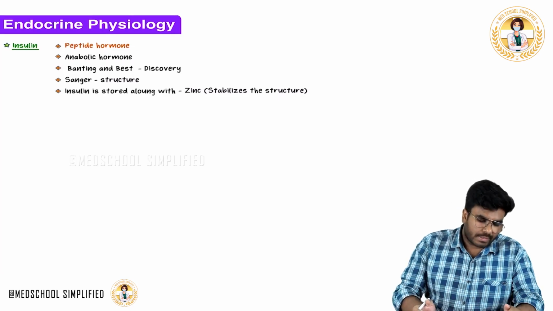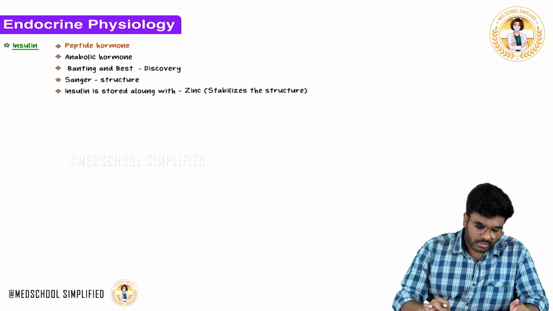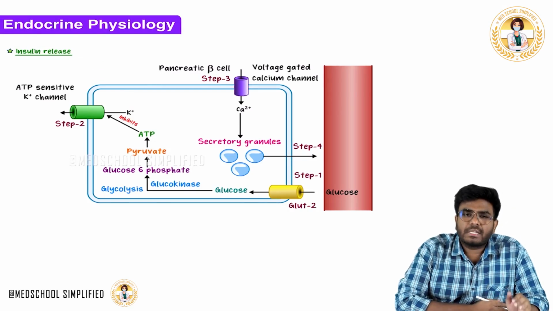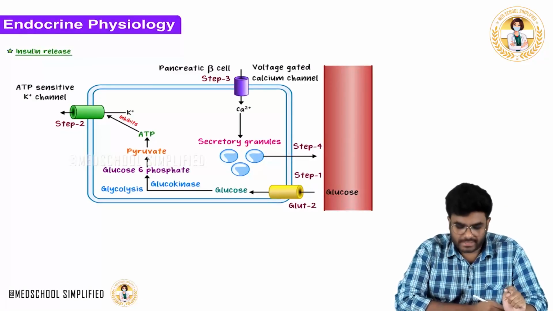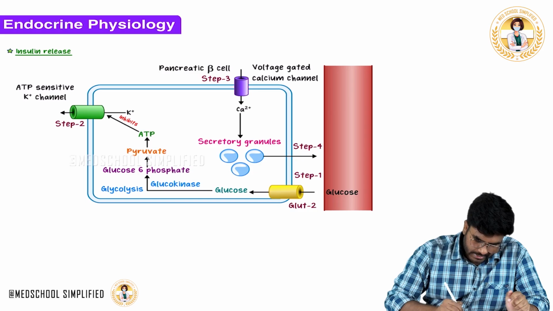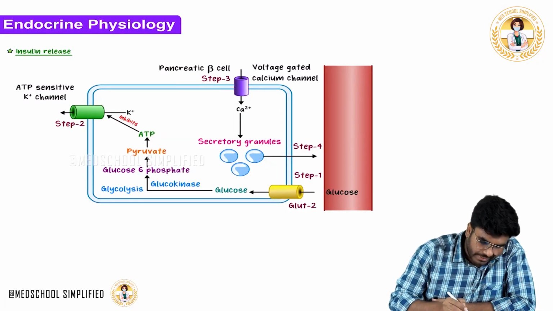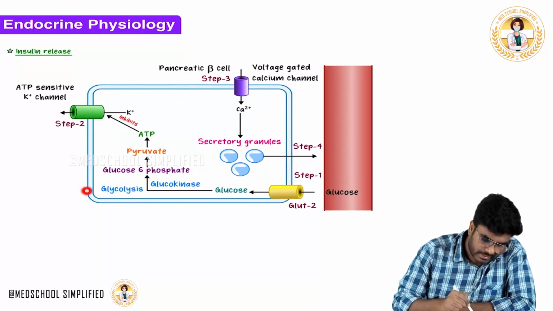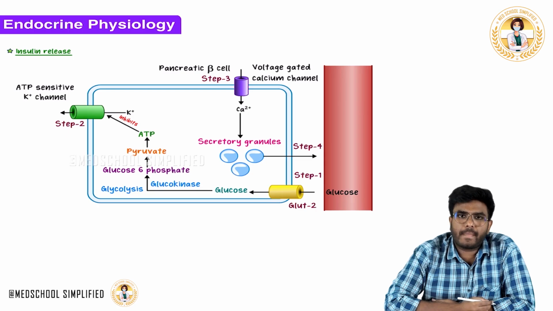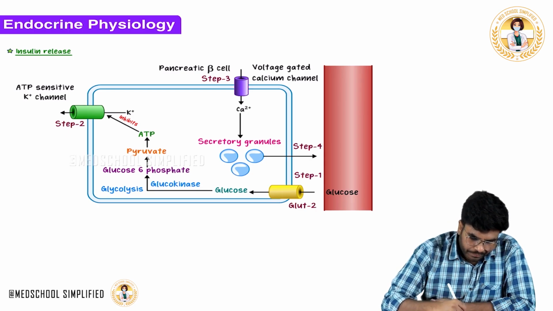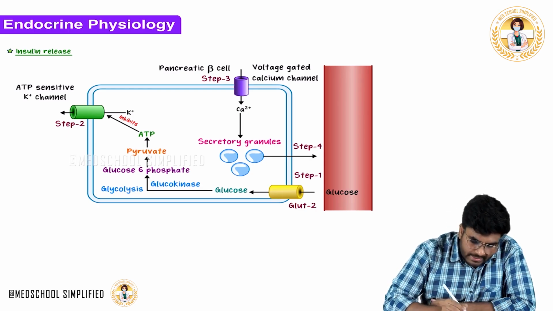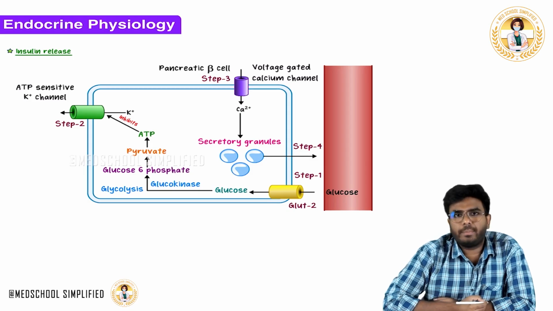Welcome back, guys. Now let's discuss how exactly this insulin is released. Please look here, guys. Here I am showing you the beta cell of the pancreas. This cell which I am showing you right now, this is the beta cell. Now this beta cell of the pancreas has prepared the insulin molecule. The insulin molecule is already prepared.